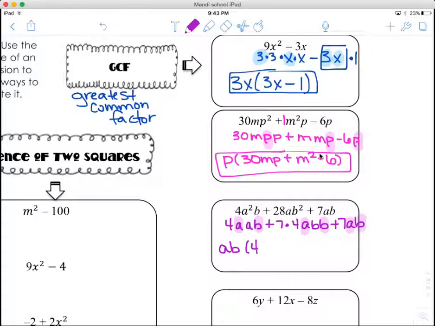So that leaves in the first term 4A. 7 times 4 is 28. We didn't factor anything out of that number, but there's also a B left over, plus 7.